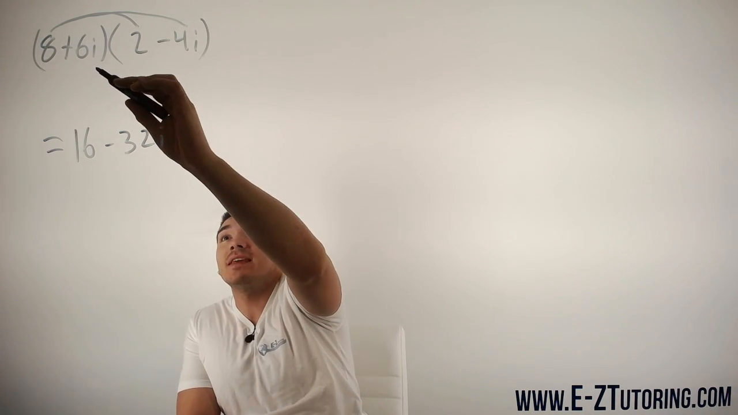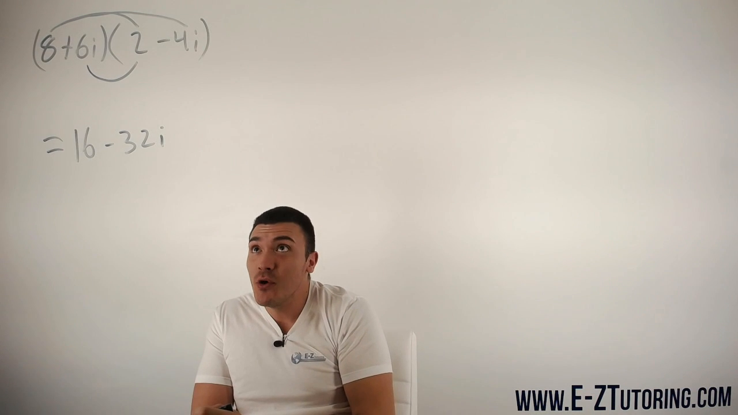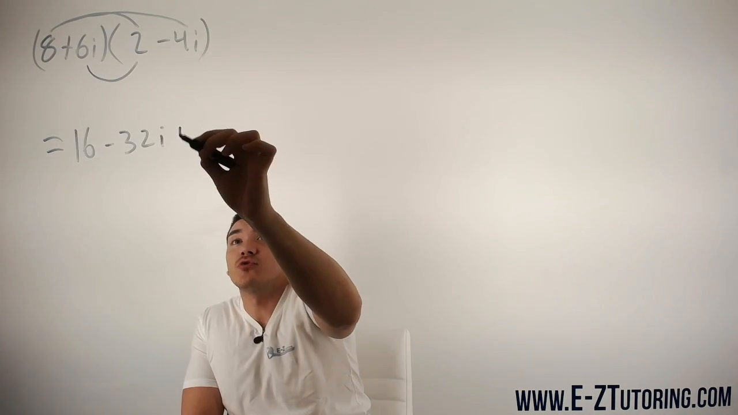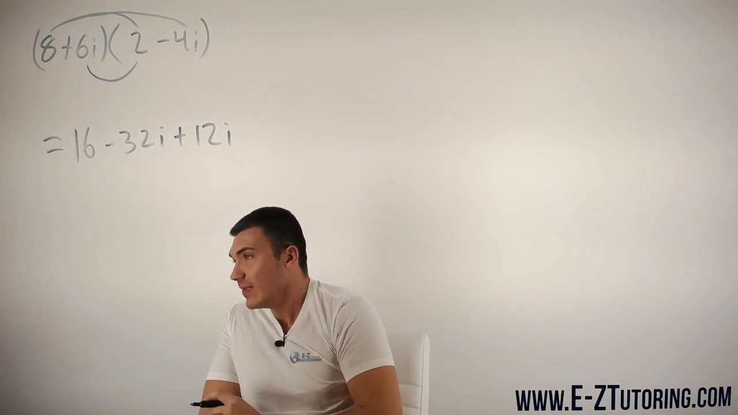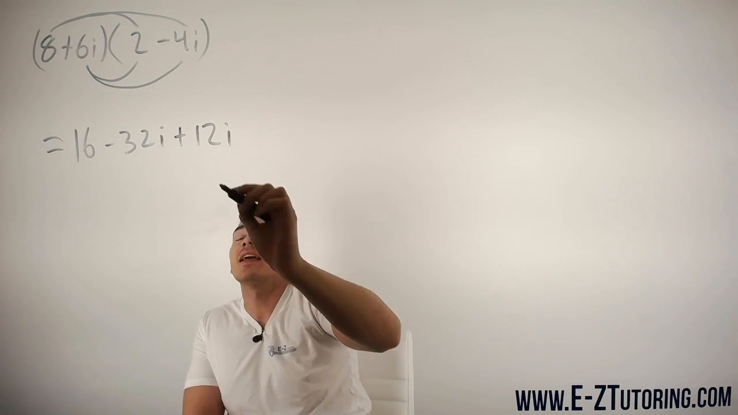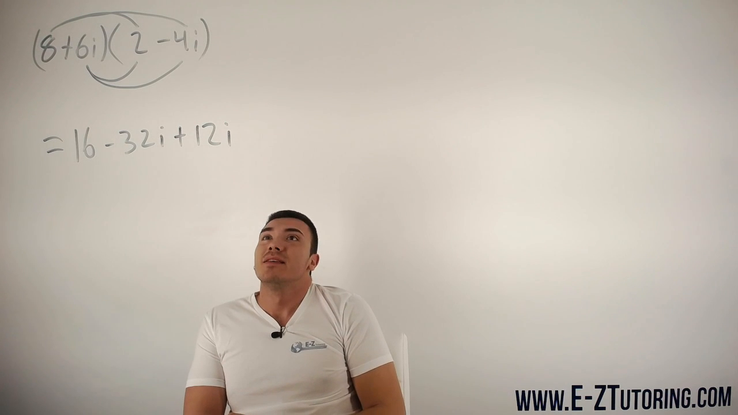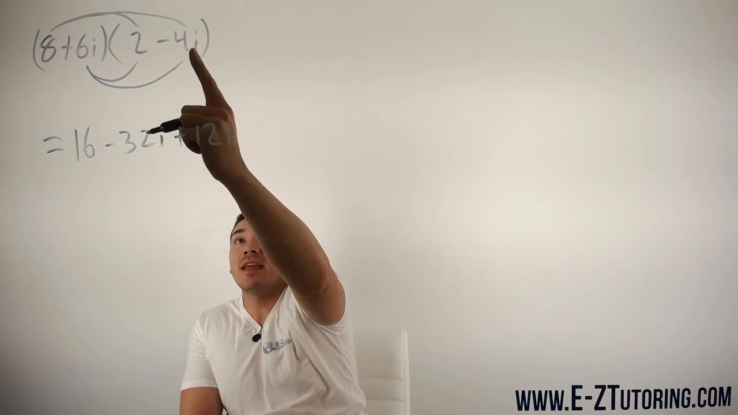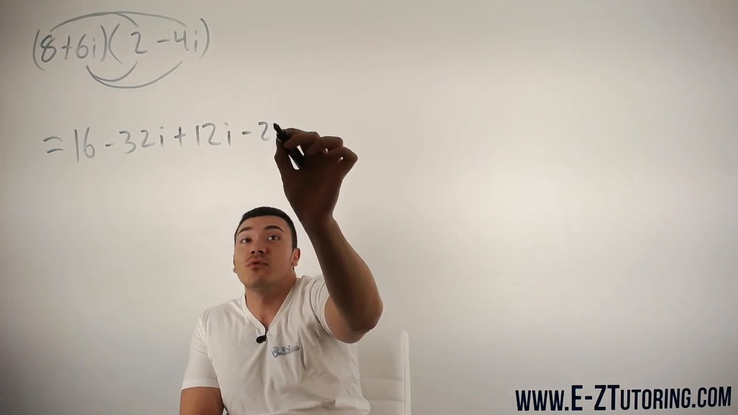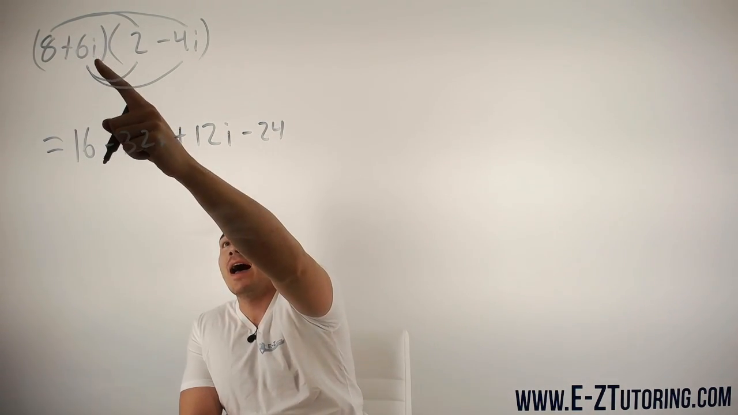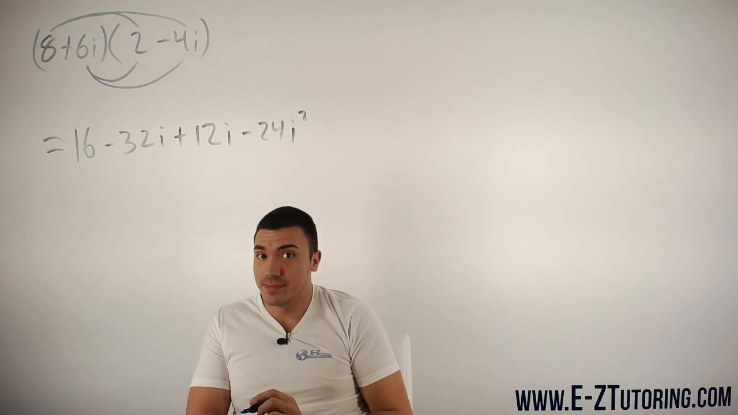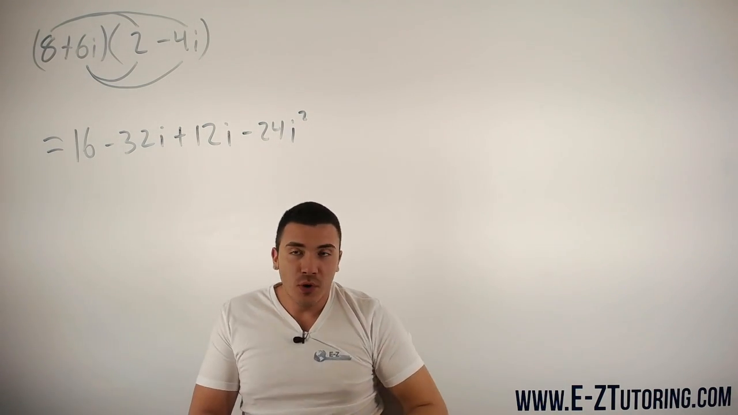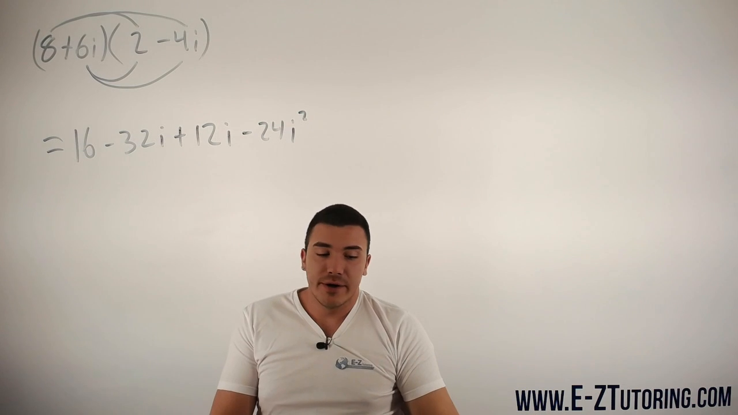So then we multiply the inner numbers, 6i times 2. 2 times 6 is 12. And then we just attach the i. And then we do 6i times negative 4i. So 6 times negative 4 is negative 24. However, i times i is i squared. So we're going to do something with this i squared.